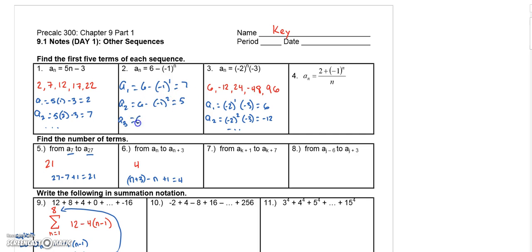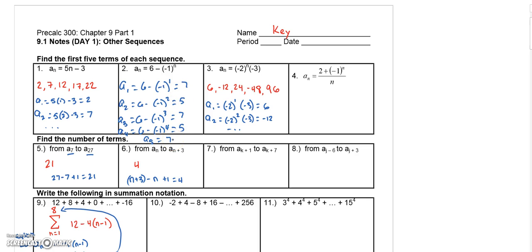A3 for the third term, 6 minus -1 to the third. -1 to the third is -1. 6 minus -1 gives me 7. Running out of room, but the next one is going to give me 5, and then 7 as well. So it just oscillates between 7 and 5.